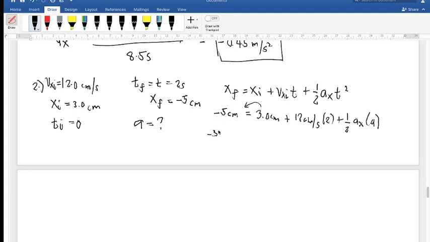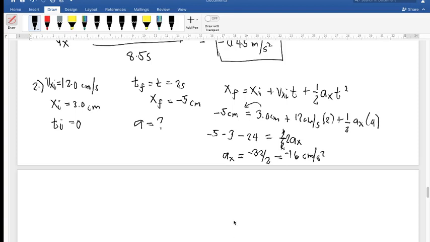So negative 5 minus 3 minus, 12 times 2 is 24, so minus 24 is equal to 1 half AX, I mean 4 divided by 2. So that is actually 2 na. So what is your AX? So AX is basically equal to 32 divided by 2. So that is equal to 16. So 16 centimeter per second squared.